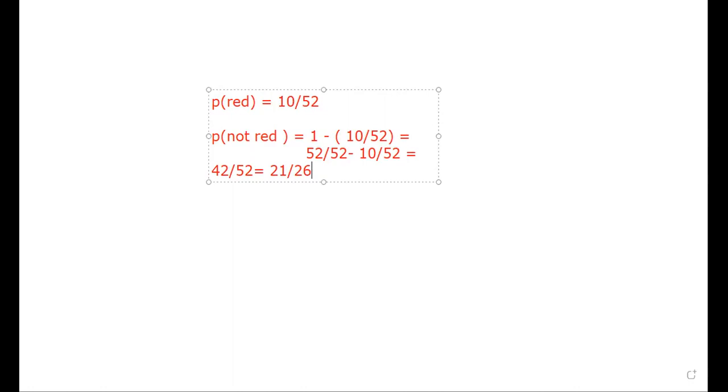Okay, so with the complement, how do we find the number? We can subtract 1 minus the probability of the event which is given to us, or we can add them. Any event plus its complement should equal 1.